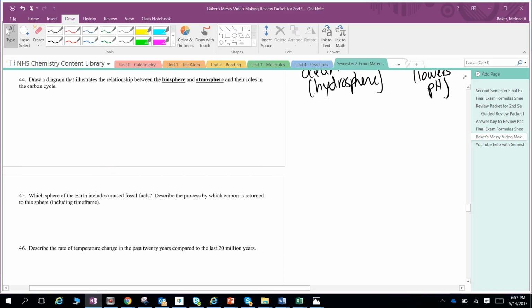44 asks you to draw the relationship between the biosphere and the atmosphere and their roles. So we'll keep this pretty simple. I've got a person representing animals, I've got a tree, and I've got my sun up here so we can see where the atmosphere is. CO2 in the atmosphere is taken up by trees in the process called photosynthesis, this is a carbon sink.